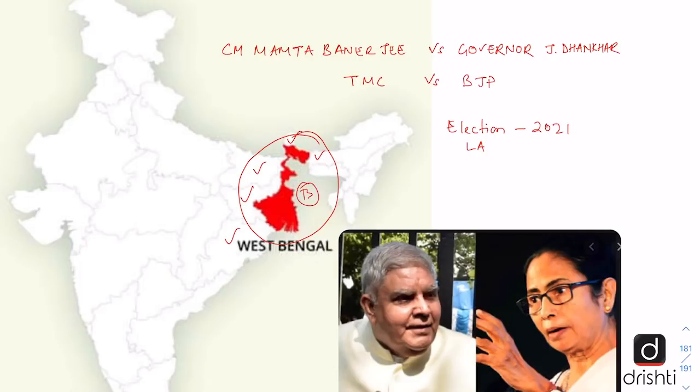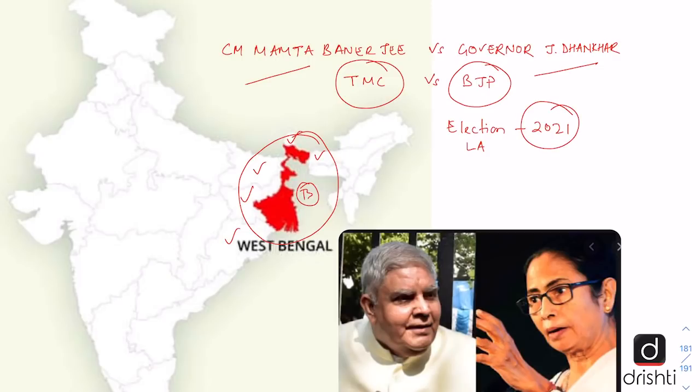And there has been a lot of political turbulence in West Bengal of late. Especially there has been a lot of confrontation between the Chief Minister Mamata Banerjee and the Governor Jagdeep Dhankar, who is a lawyer politician from Rajasthan. Basically it boils down to the rivalry between the Trinamool Congress and the Bharatiya Janata Party, as the election to the West Bengal Legislative Assembly is due in 2021.